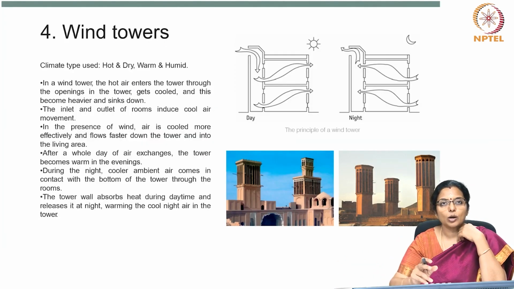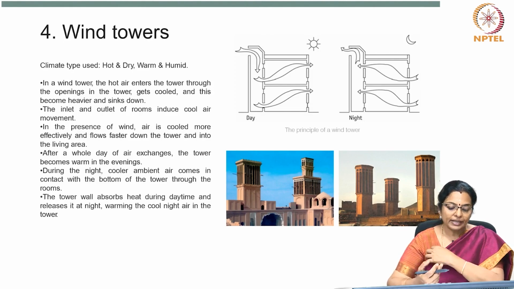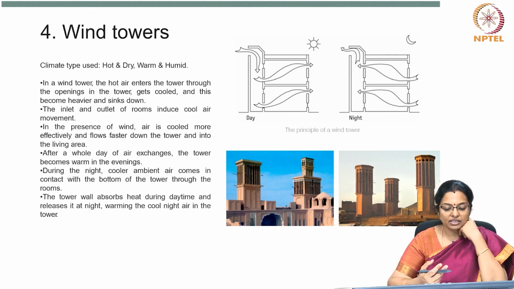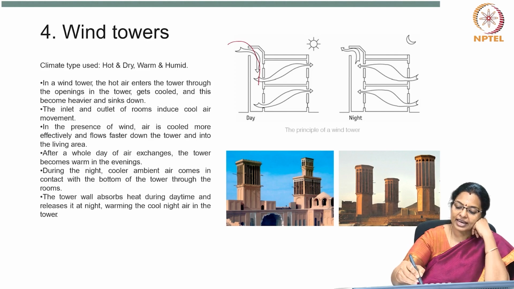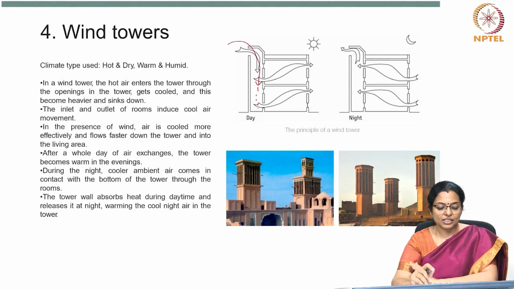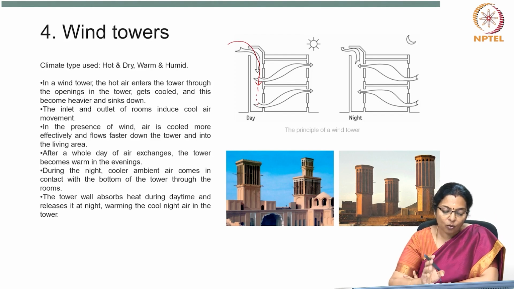Then we have wind towers, which can be used in hot and dry as well as warm and humid climate. In a wind tower, the hot air enters the tower through the openings of the tower, gets cooled, and this heavier air sinks down because it gets cooled. And after a whole day of air exchanges, the tower becomes warm in the evening.